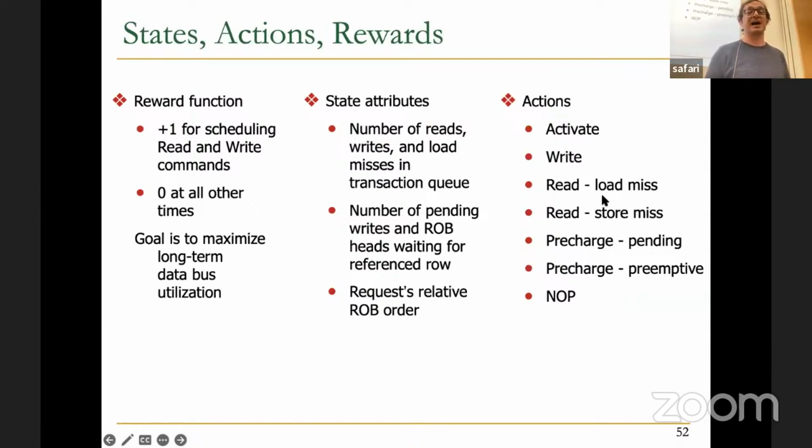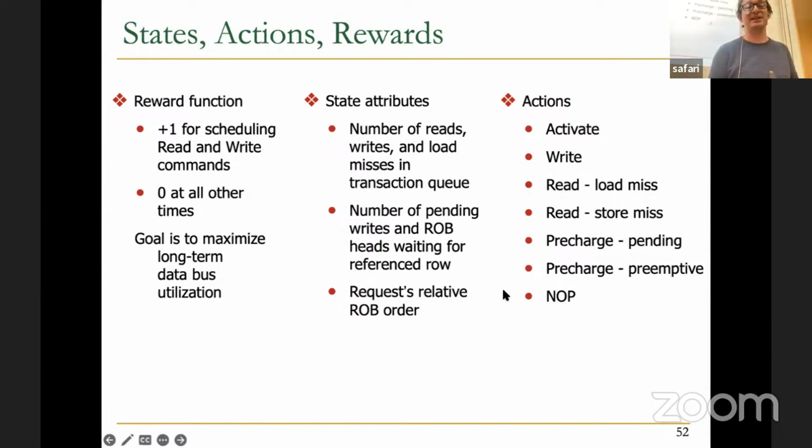So these are some actions that you have, but we distinguish, for example, read based on a load miss and read based on a store miss. We found out it's important to distinguish between them. We also have a preemptive precharge command. Precharge pending is basically you need to precharge a bank to schedule a request. Whereas preemptive precharge is a command that you can issue even though there's no request that actually tries to access that bank. The reason to have this command is to give the memory controller the possibility to learn preemptive precharge. Why? Because if somehow the reinforcement learning mechanism figures this out, it can quickly precharge things so that it doesn't have to do the precharge on the critical path of a request.